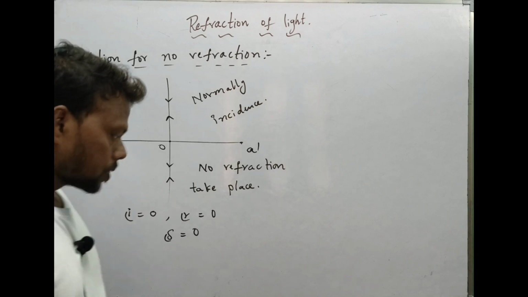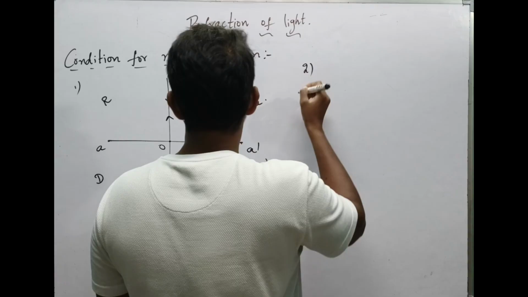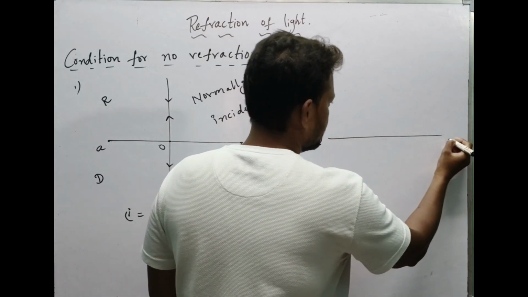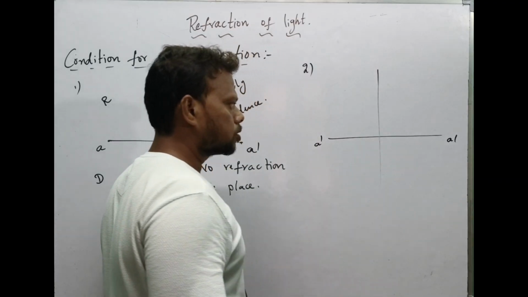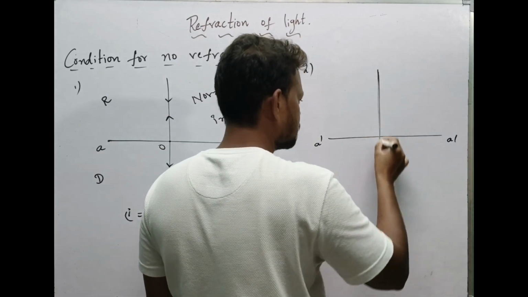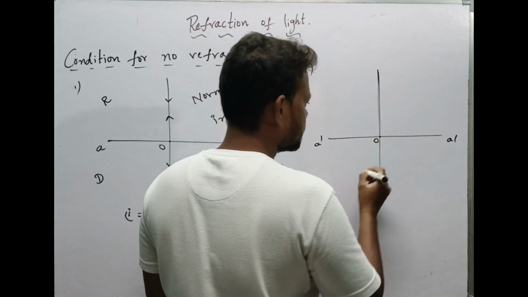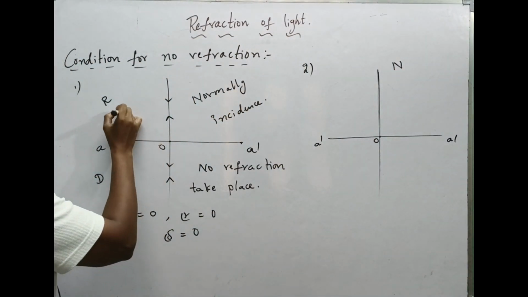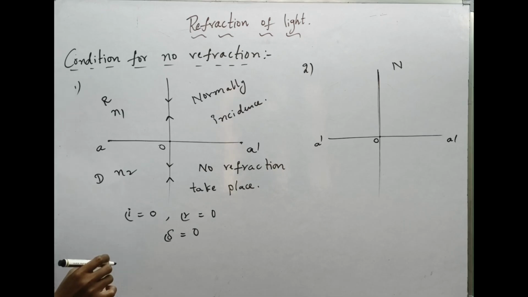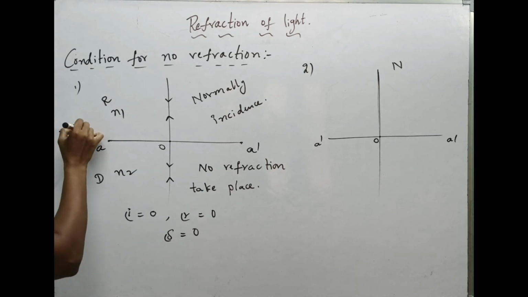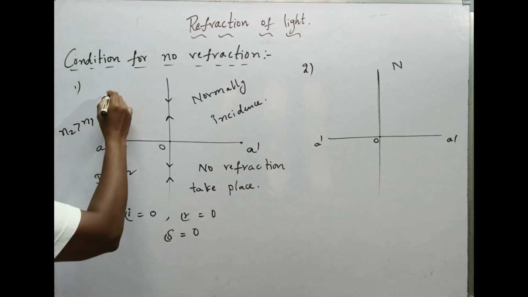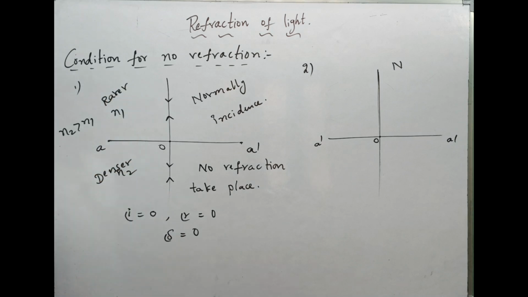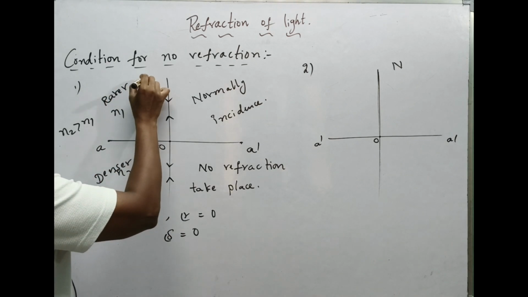I think you got it. Second one: interface represented by A dash, normal to the surface, point of incidence, normal. Here we have taken n1, n2 refractive indices. So n2 is greater than n1. I mean, it is a rarer medium, and this is the denser. Rarer and denser medium it is.